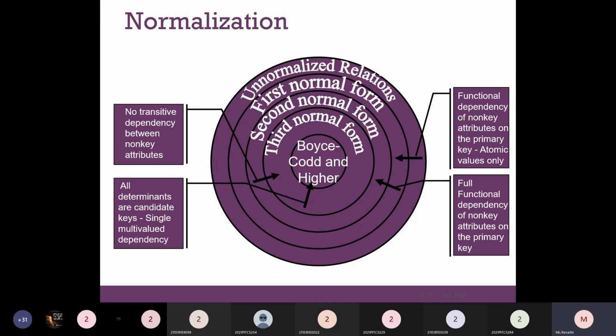Okay, so it has to ensure the constraint of first normal form as well as second normal form. Also, it should not have any transitive dependency. Then next comes the Boyce-Codd normal form. The Boyce-Codd normal form says that the determinant, that is your candidate key, must be a single attribute. No composite attributes are allowed. And your fourth normal form deals with multi-value dependency, and your fifth normal form deals with lossless join.